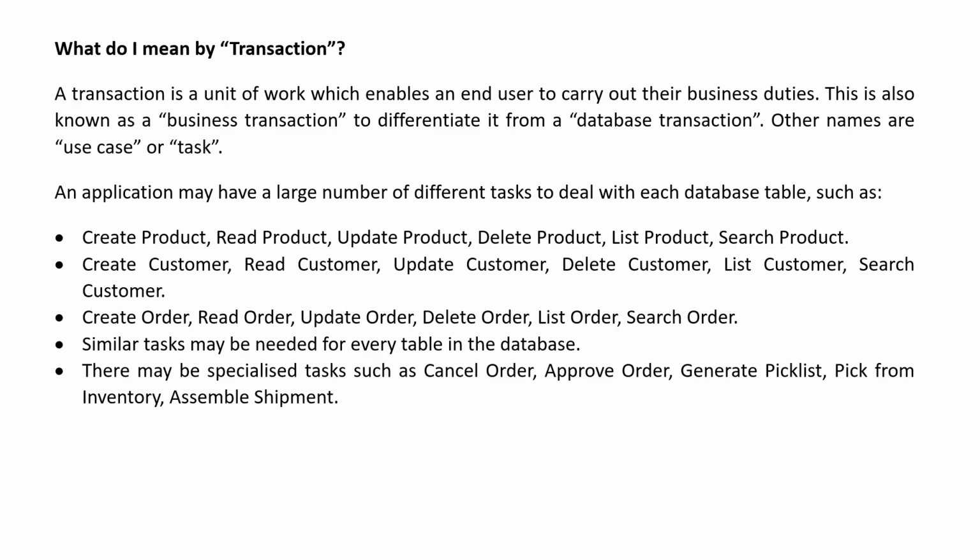An application may have a large number of different tasks to deal with each database table, such as create product, read product, update product, delete product, list product, search product. Create customer, read customer, update customer, delete customer, list customer, search customer. Create order, read order, update order, delete order, list order, search order. Similar tasks may be needed for every table in the database. There may be specialized tasks such as cancel order, approve order, generate pick list, pick from inventory, and assemble shipment.